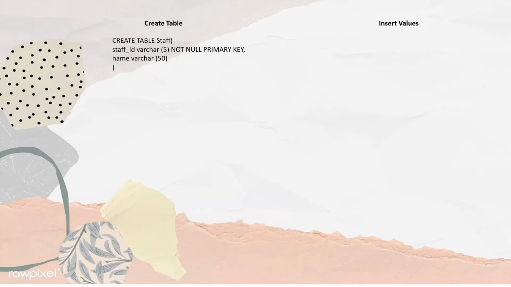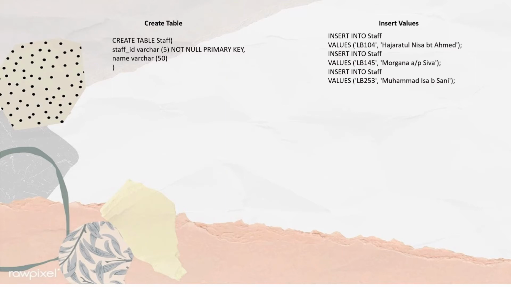Okay, next we have table staff, with staff ID as the primary key, and the SQL statement is: insert into staff values the staff ID and the staff name.